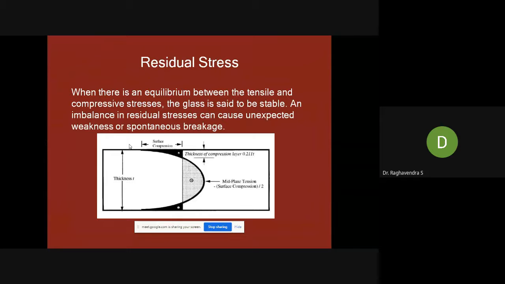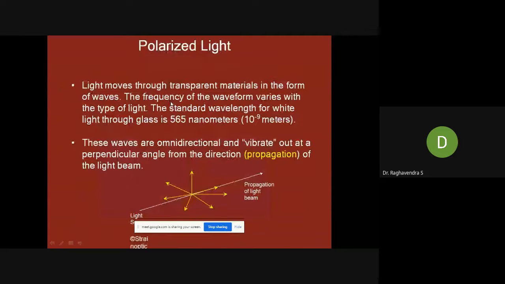That's the meaning of this. That's why we are talking about residual stress now. Otherwise, you don't have to deal with any of these things. The only thing you should know is the residual stress definition. Right. Let's go to our topic, which is called polarized light.